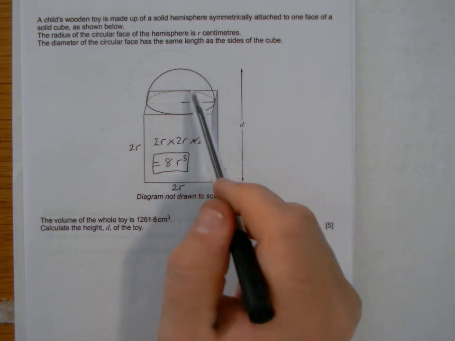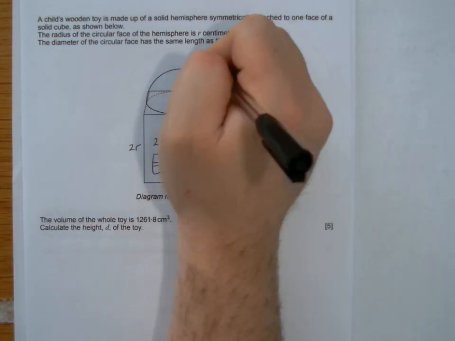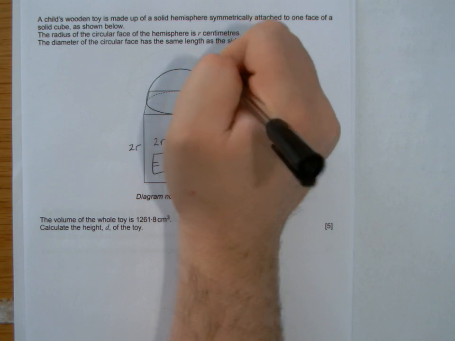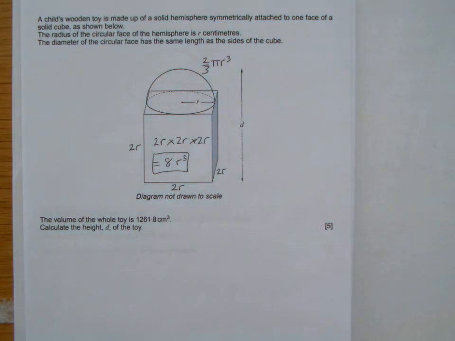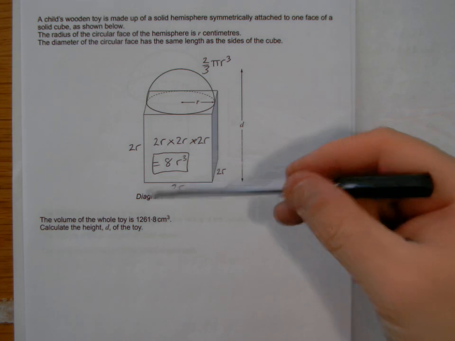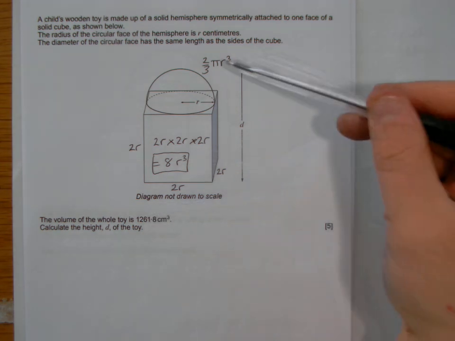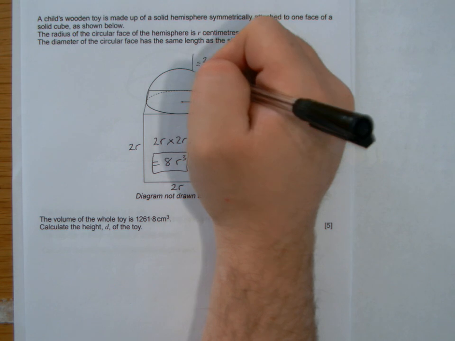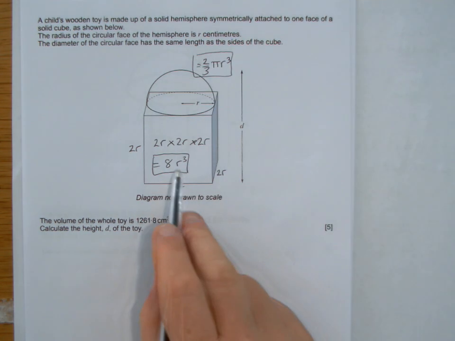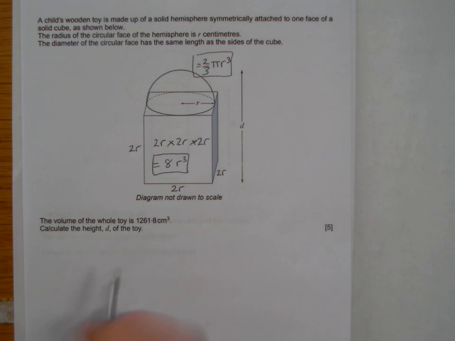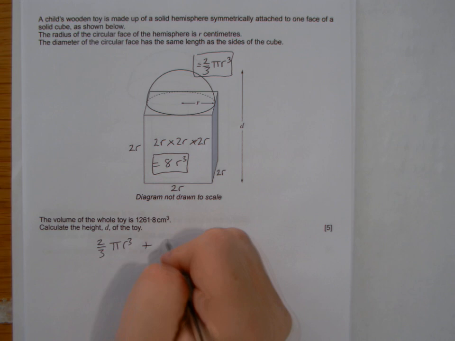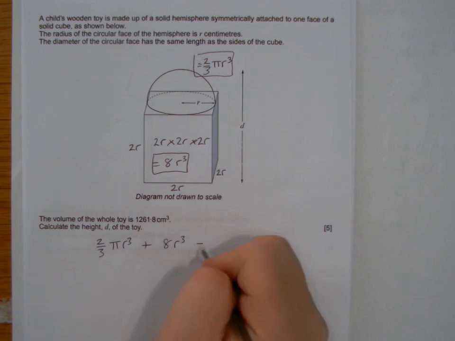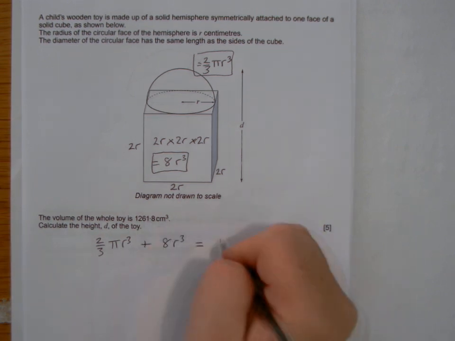But for the hemisphere, we know the formula for a hemisphere is half of a sphere. They give us a sphere as 4/3 pi r cubed, so a hemisphere is 2/3 pi r cubed. So it's a case of appreciating that the total volume is this, so we just need to add these two together, yeah? We know our hemisphere, we know our cube, so we need to add these together.